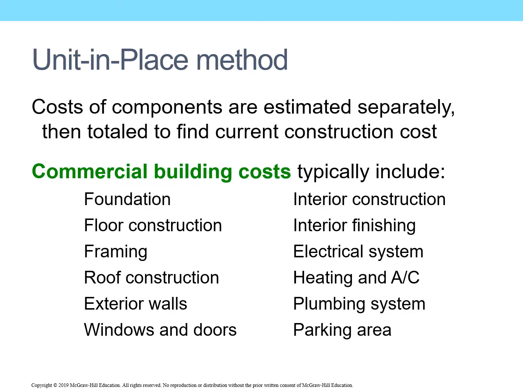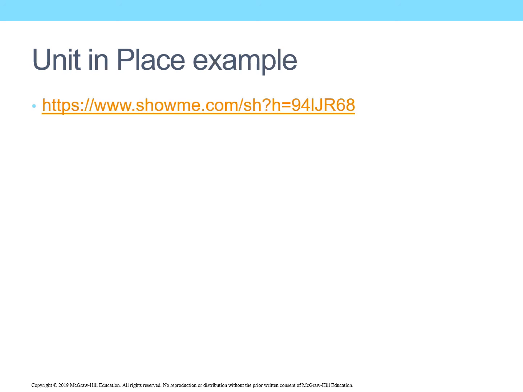The unit in place method, on the other hand, is where we take the cost of the different components of a building and then add the cost of each of those components together to find a current cost. For a commercial building, those components include such things as the foundation, the floor construction, interior construction, heating and air conditioning, and all of these that we see listed here. Here's an example that I've prepared for you using the unit in place method.